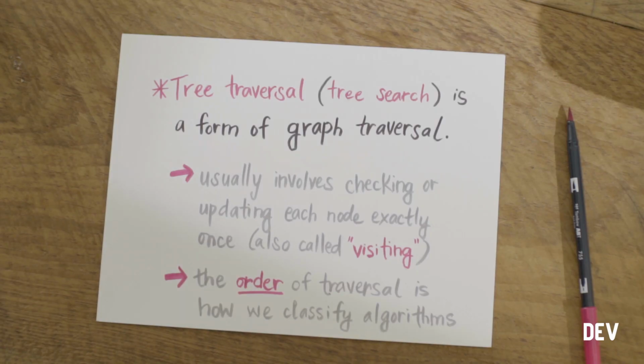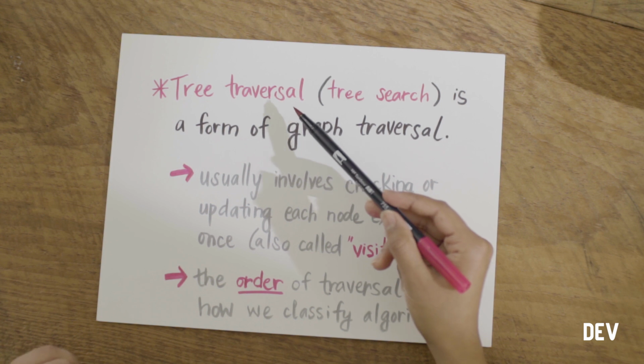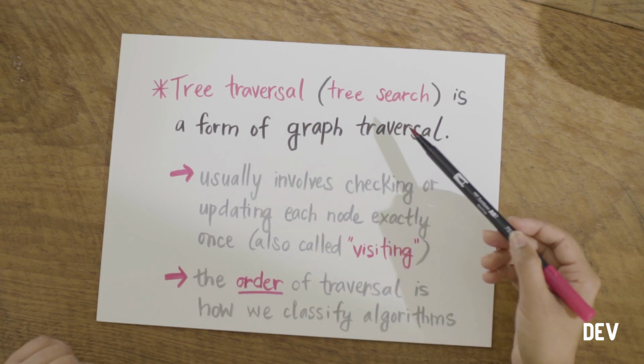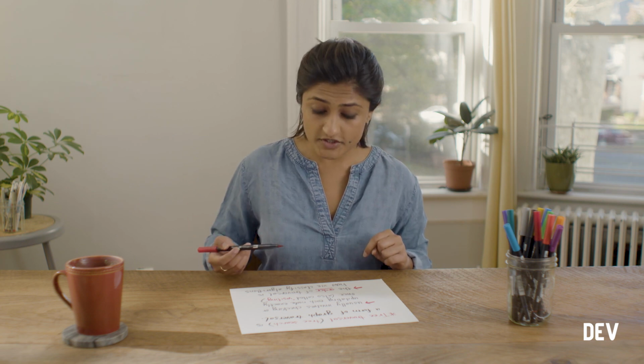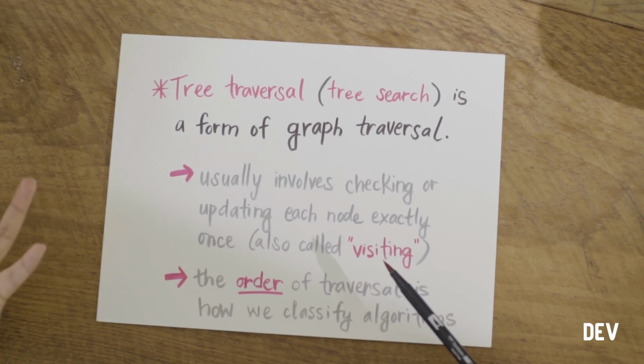Trees are actually just a restricted form of a graph, and tree traversal is really just a type of graph traversal. Another term for tree traversal is tree search. Usually, it involves checking or reading the data inside of every single node of the tree only once. Another term for checking or updating each node exactly once in the context of traversal is visiting. So you might hear the term, we visit a node, which just means that we're checking or reading or updating a node in a tree data structure.